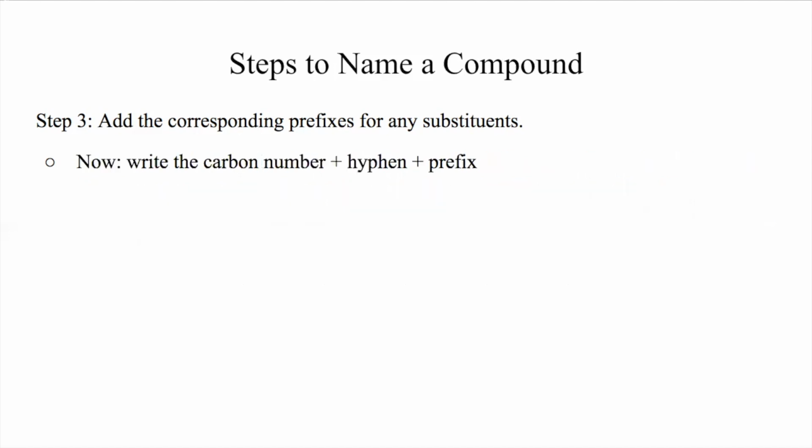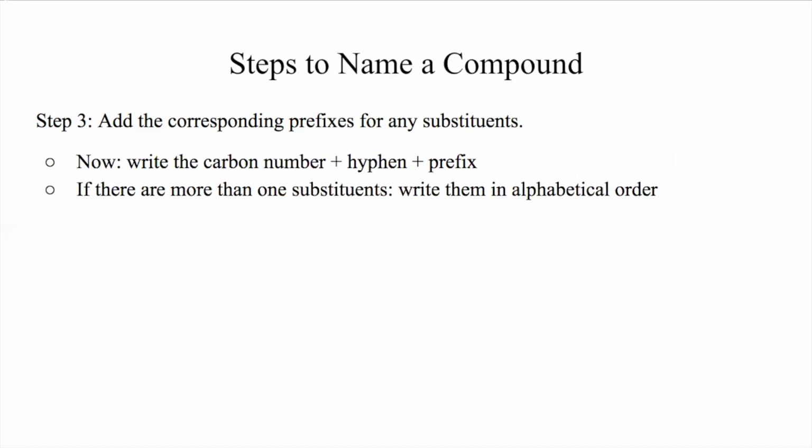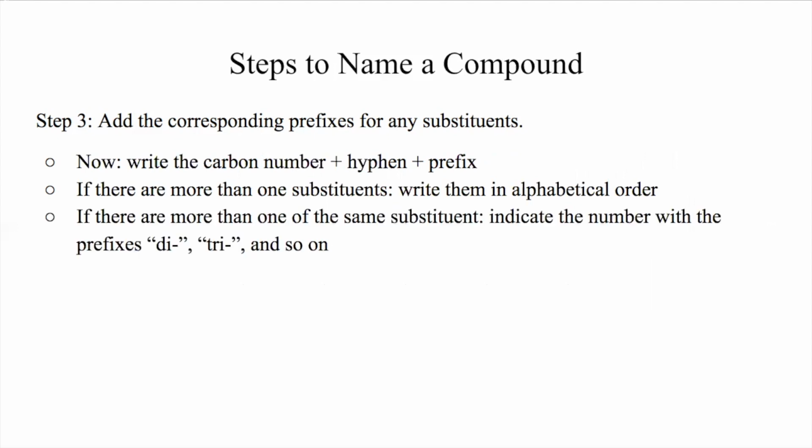Now, simply figure out the prefix for the substituent and write that after the number carbon and a hyphen. If there are more than one substituents, write them in alphabetical order. Finally, something you don't have to look up. If there are more than one of the same substituent, you have to include how many there are. We do this by adding the prefixes di, tri, and so on. This goes right before the substituent's prefix. We'll see an example of this later in the video. This was a lot of information, and it may seem overwhelming.